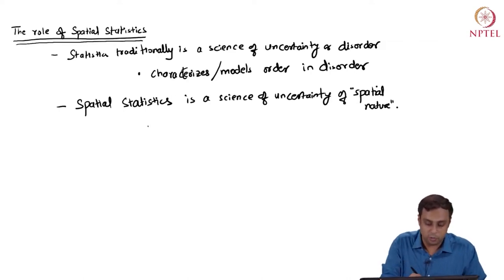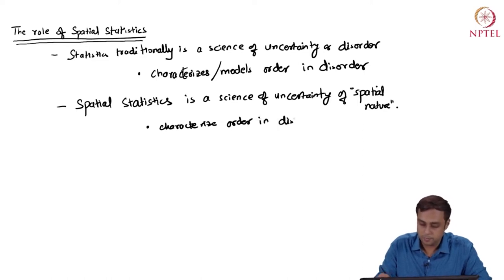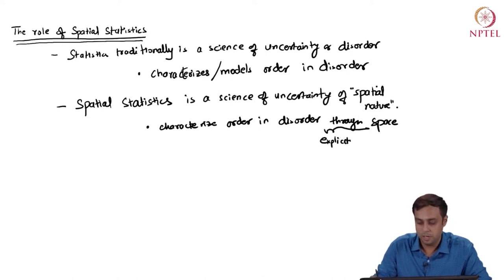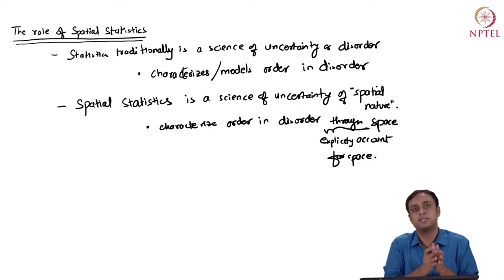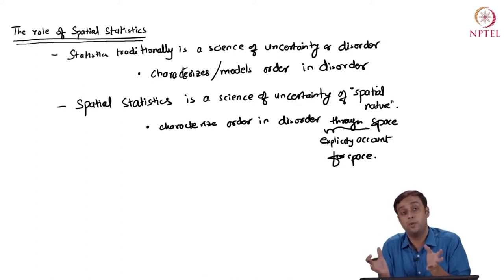So obviously, through that extension, we can say that spatial statistics will characterize order in disorder through space, right? Through space means it will explicitly account for space, okay? So this is a fundamental difference between what statistics is understood to be doing traditionally.